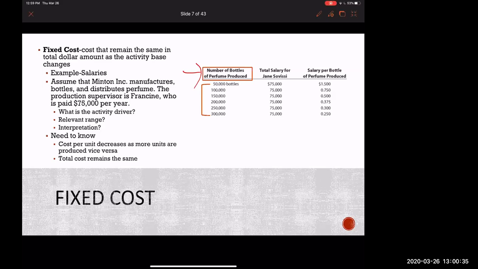Okay. All right. So in looking at this table, what kind of interpretation would you take from it? Look at the number of bottles being produced. Look at Jane's total salary, and then look at the salary per bottle of perfume produced. So take a second, maybe pause the video and see if you can come up with some kind of interpretation as to what is happening.